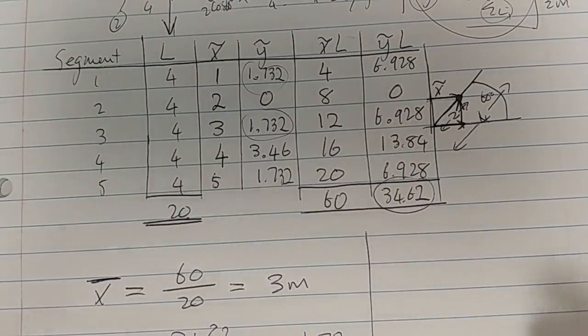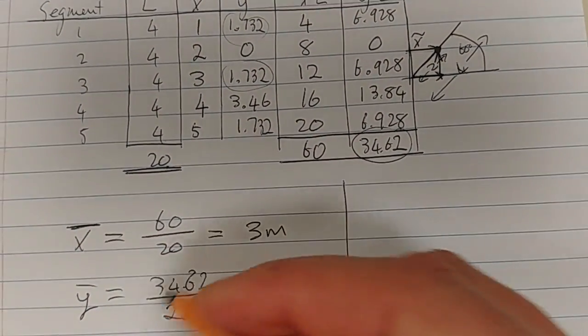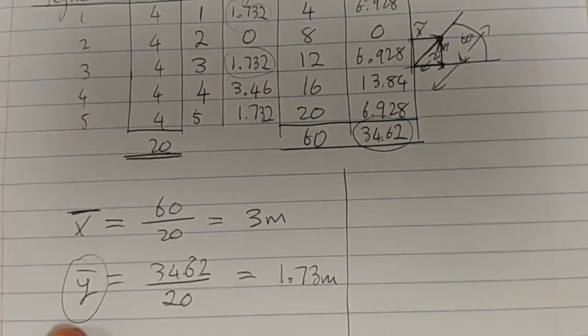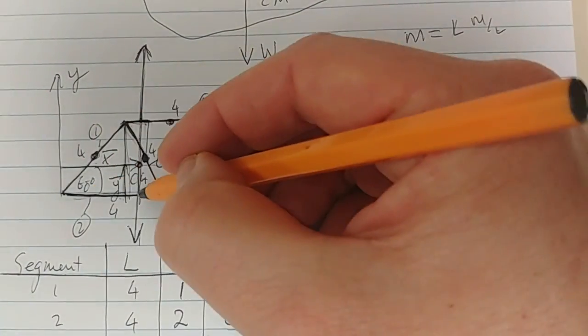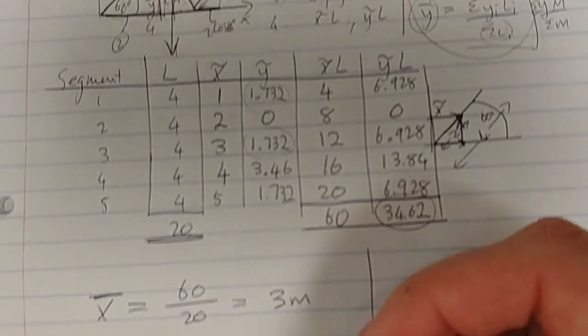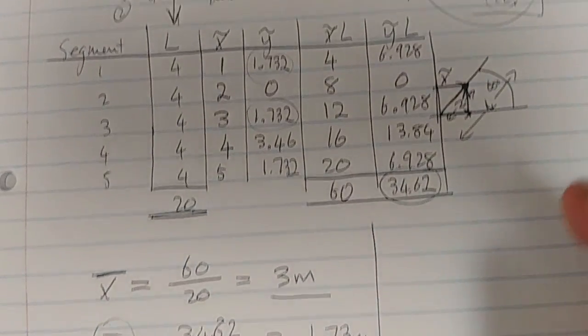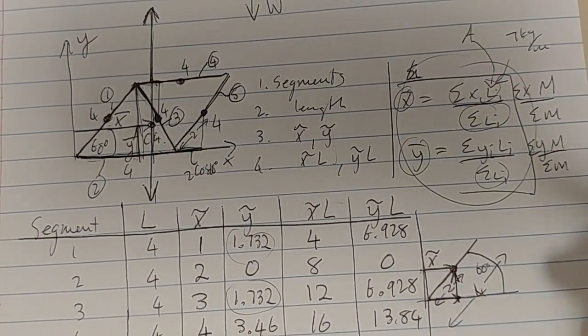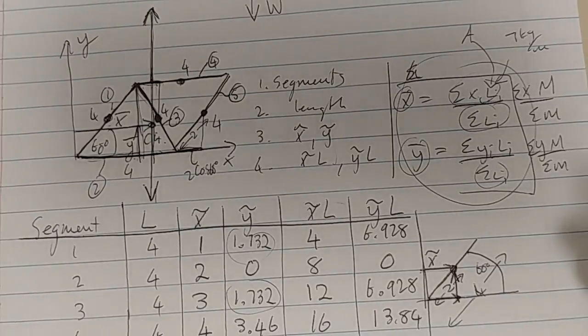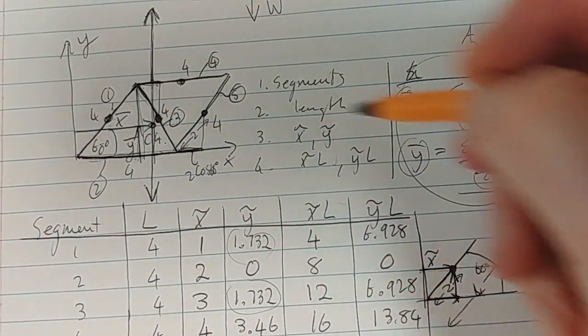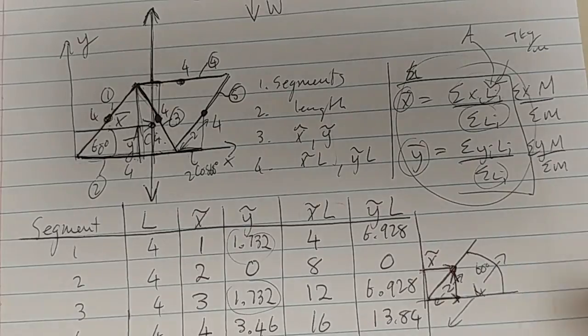And actually, I answered too much here. I also calculated the y bar when all we actually needed was the x bar, which is 3 meters. That's what they wanted. But hopefully it helps you understand how to calculate the centroid in both the x direction and the y direction.